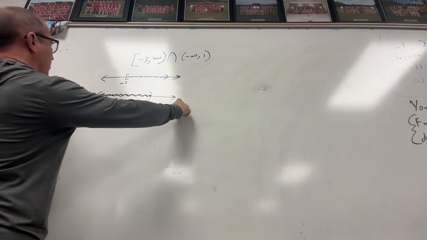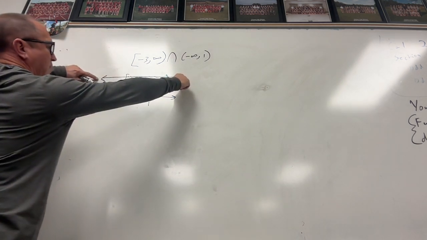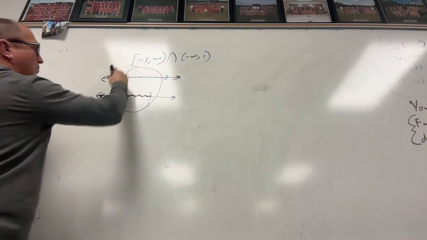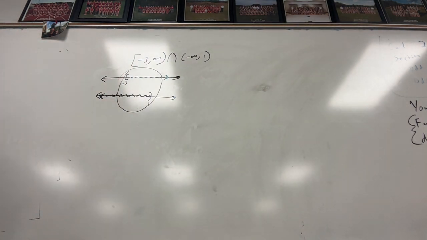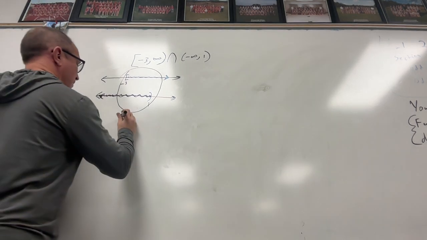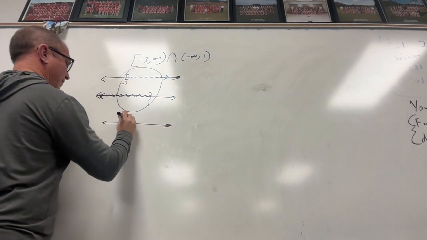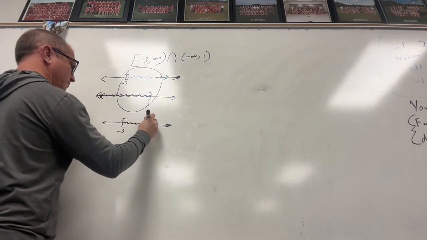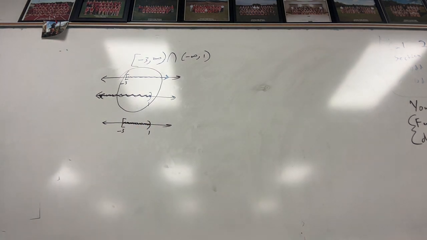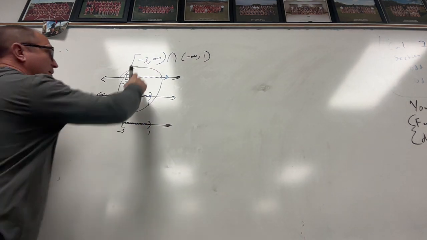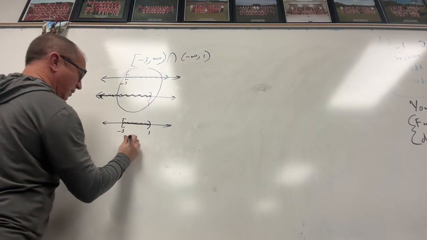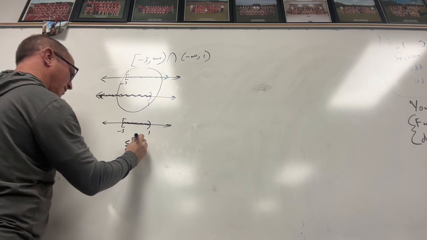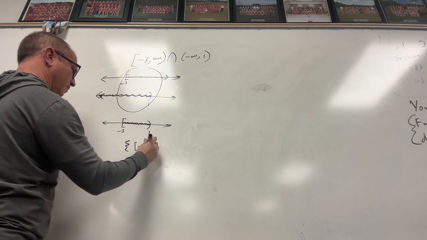What happens if I take this number line and put it exactly on top of this number line? Well, what's the shared region? The shared region would be what we have there, which, on a number line, would be from -3 to 1. Or, if you wanted to put it in set notation, it'd be the set from -3 to 1.